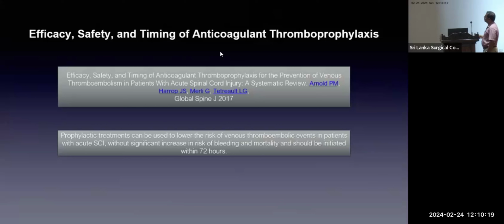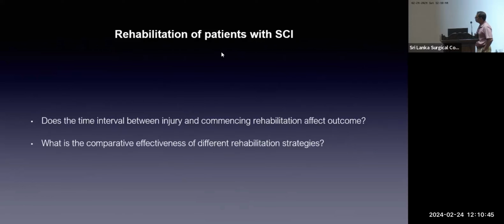Then timing of anticoagulant, do we have time? Anticoagulant therapy. So it can be given at 72 hours. It is safe after traumatic brain and spinal cord injury, even if it's managed conservatively, and it's safe 48 to 72 hours after surgery. Right? Enoxaparin, dalteparin.